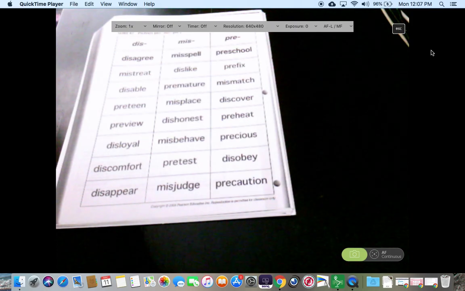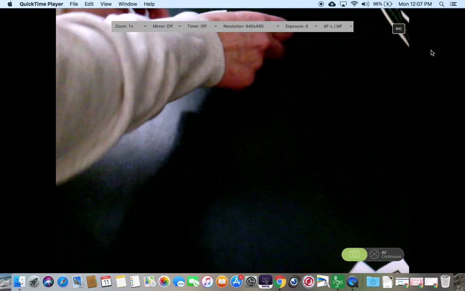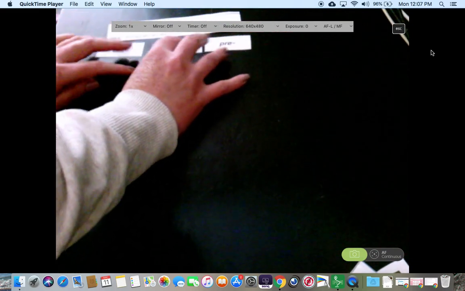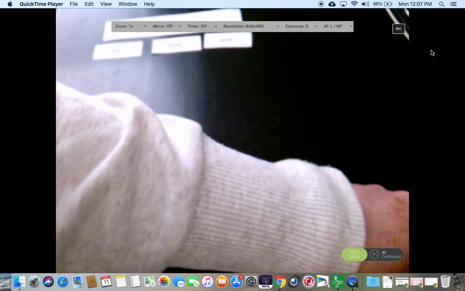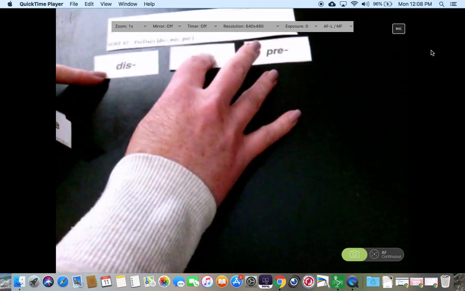And we've already learned about the prefixes re and un. They do have meanings, and I don't want to give them to you just yet, but I'm going to lay them down here. Here's our title, dis, mis, and pre. What I'm going to do is set down our first set of words, and I want you to think about the words.